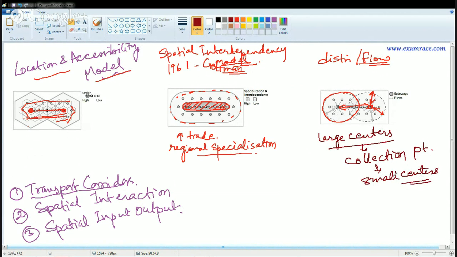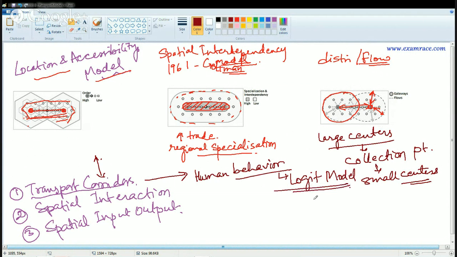Okay. All these three models came into existence under the concept of transport corridors. The transport corridors concept was improved and a concept known as the modeling of human behavior was introduced into the transport corridors. And under human behavior, what was discussed was the LILT model. The LILT model basically says people have a tendency to visit a particular place during a particular time.